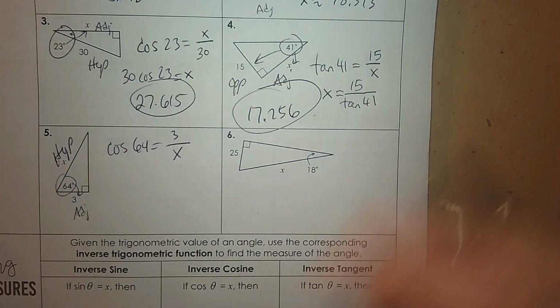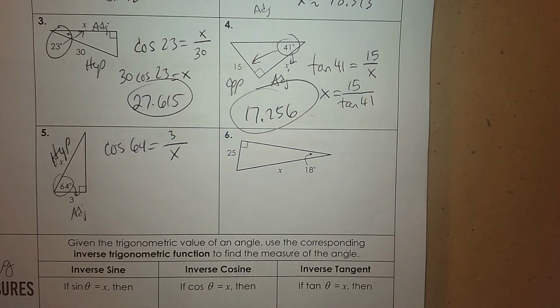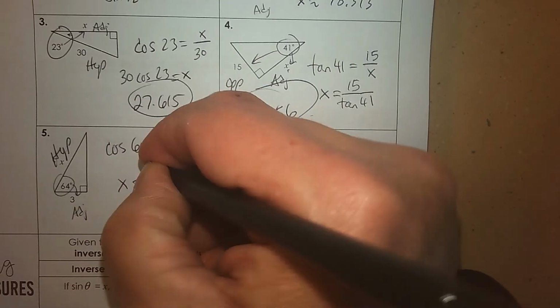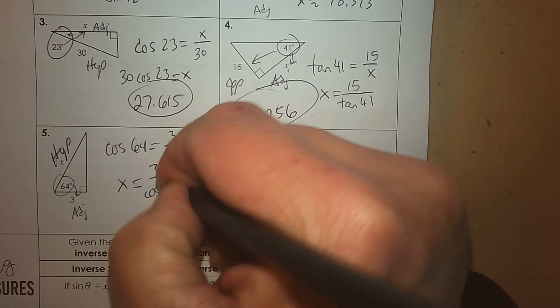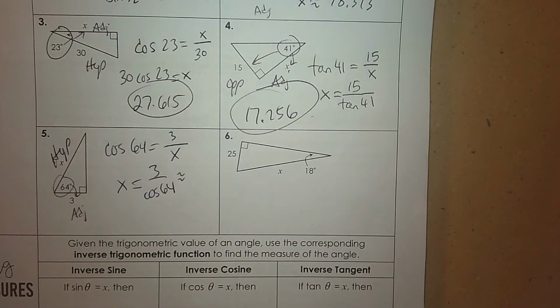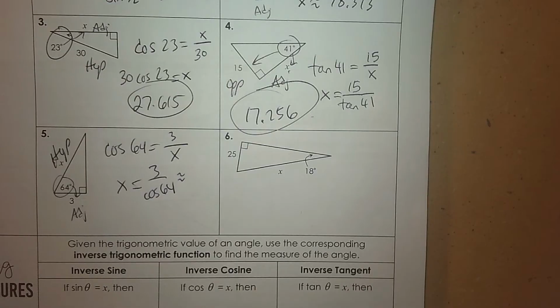To get x by itself, you multiply and then you divide. So you can do that in your head, multiply and then divide. It's 3 divided by cosine 64.